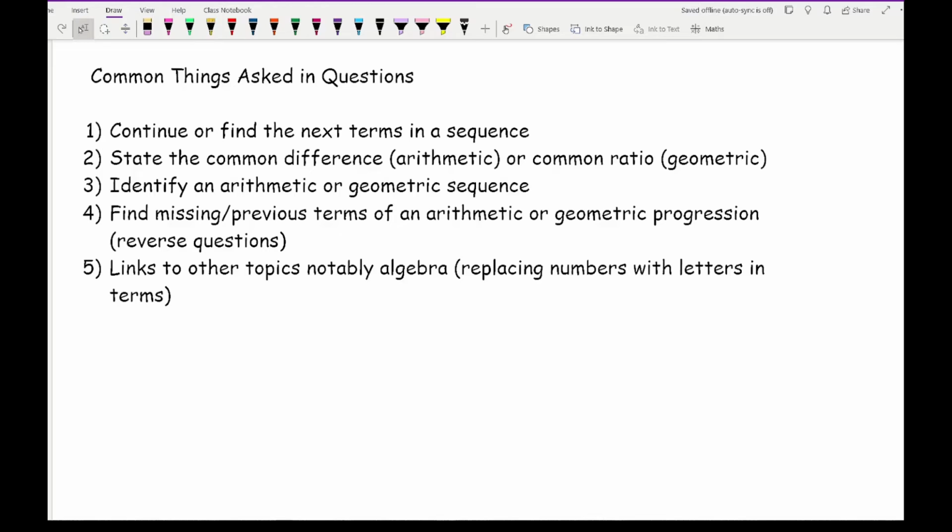Another example I've seen is where you've got to match up arithmetic with geometric sequences and just state which one's which. You can also find missing and previous terms in an arithmetic and geometric progression, or what we call reverse questions.